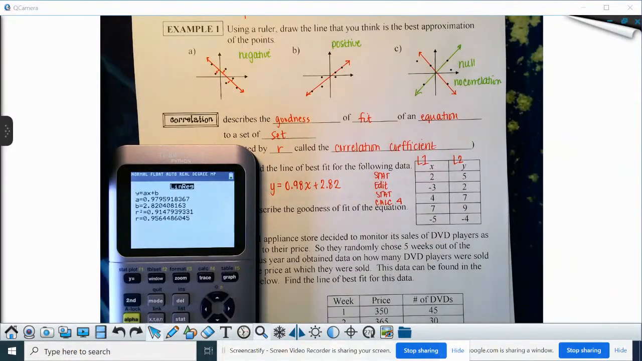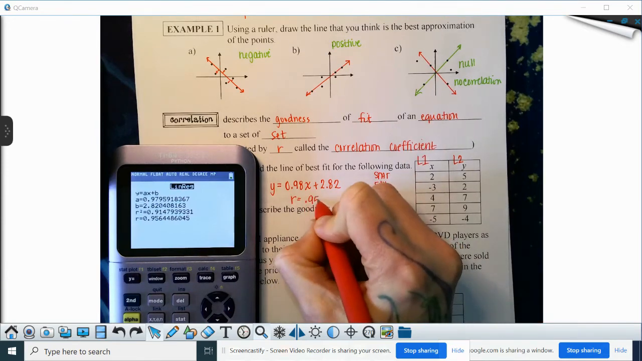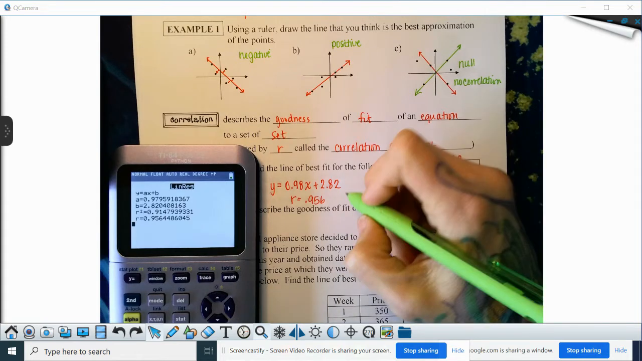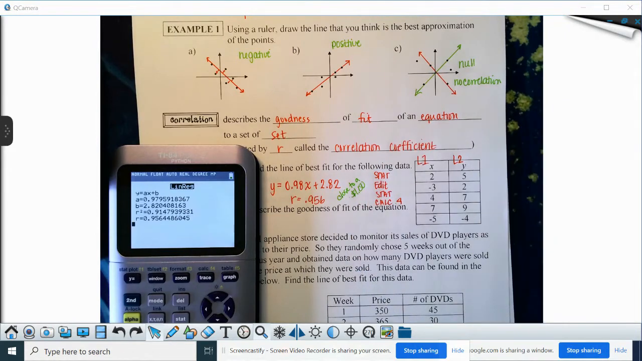Now, the R value is right there. It gives it to you every time you make a regression. So our R value is 0.956, and the 4 doesn't round up, so it's 0.96. The determination of whether it is the goodness of fit, whether it's strong, weak, or all of those things, depends on whether it's close to 1, is the way it makes sense to my mind. Is it close to 1? And if it is close to 1, that means it is a strong correlation.